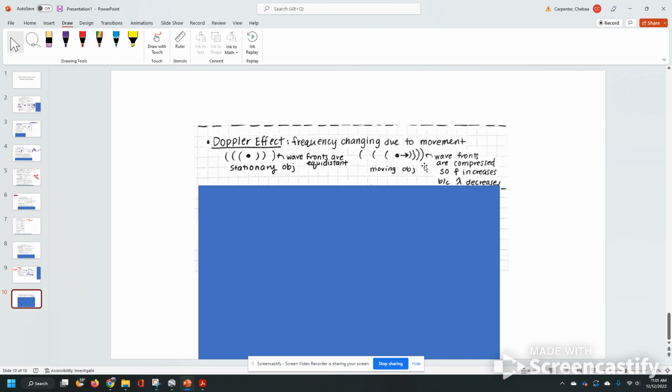And since the wavelength here decreases, the frequency is going to increase, and it sounds higher pitched. You may have heard this if you ever have heard a siren moving towards you. So you have a police car or an ambulance moving towards you. It sounds higher pitched until it passes you, and then it sounds lower pitched.